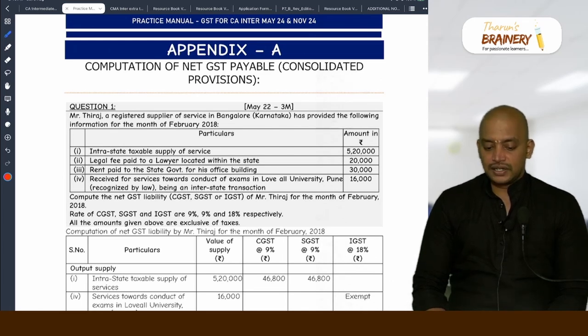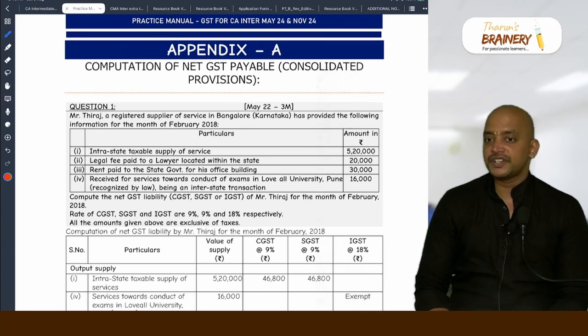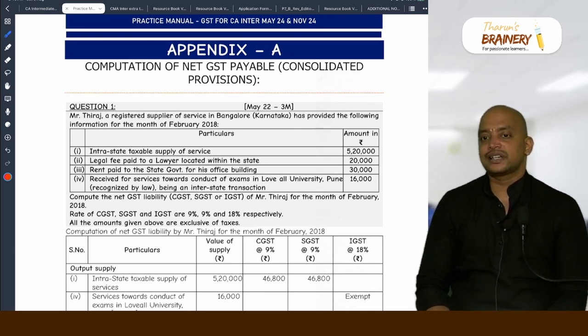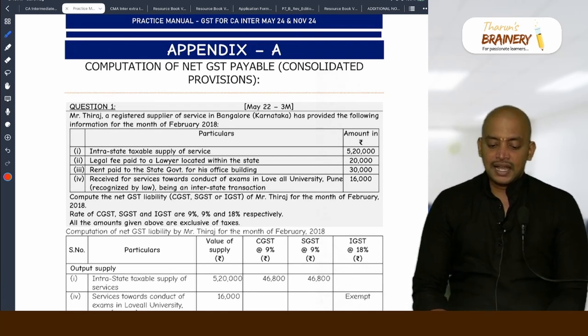Mr. Tharun, a registered supplier of service in Bengaluru, Karnataka, has provided the following information for the month of February 2018. Intrastate taxable supply of service 5,20,000. Intrastate means it comes in CGST, SGST. So outward supply, inward supply.